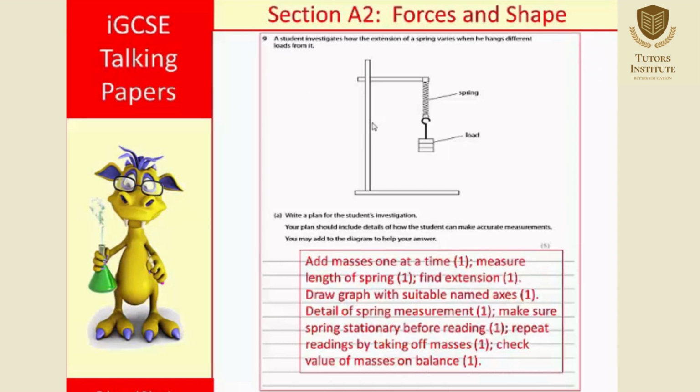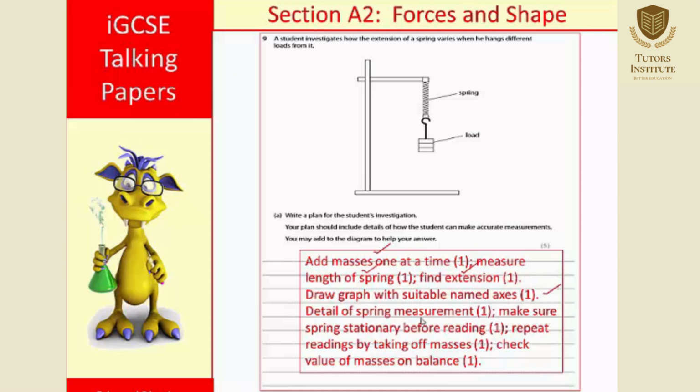Okay, so let's see what is expected for the plan. So the basic stuff first of all, you add masses one at a time. You could start by saying set up the apparatus, that's the diagram. Add masses one at a time. Measure the length of the spring. Now we'll see how important that is in just a moment. Then find the extension. Again, I'll come on to that in a moment. Draw a graph with suitable axes. Make sure you mention that.